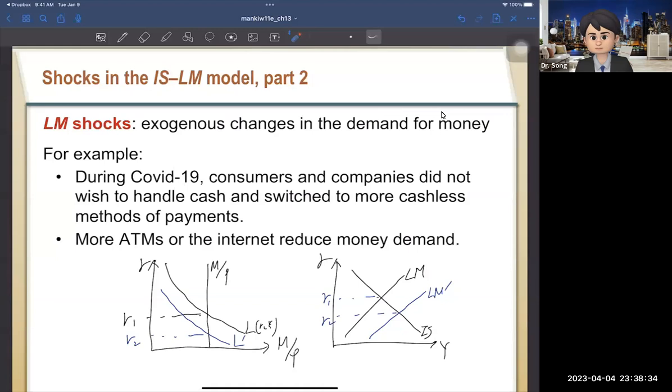Okay? That is the same as expansionary monetary policy, because I told you expansionary monetary policy shifts this LM curve to the right. Okay, so this money demand decrease has the same effect as an expansionary monetary policy.